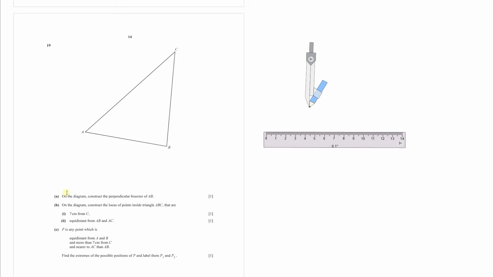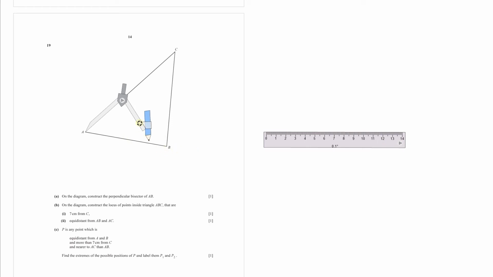Question number 19, part A: on the diagram, construct the perpendicular bisector of line AB. So you will use your compass to draw the perpendicular bisector. You will position it at one of the edges. So A is one of the edges, and then you will open the compass more than halfway. So this is more than half the length of this line AB. Let me make sure I have it positioned at A perfectly here. So this is at A, and you can see that the compass is opened. This length is greater than half the length of this line AB.